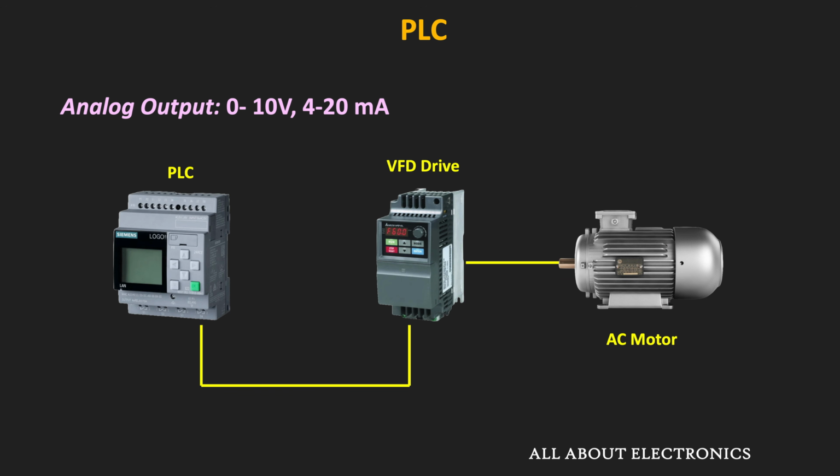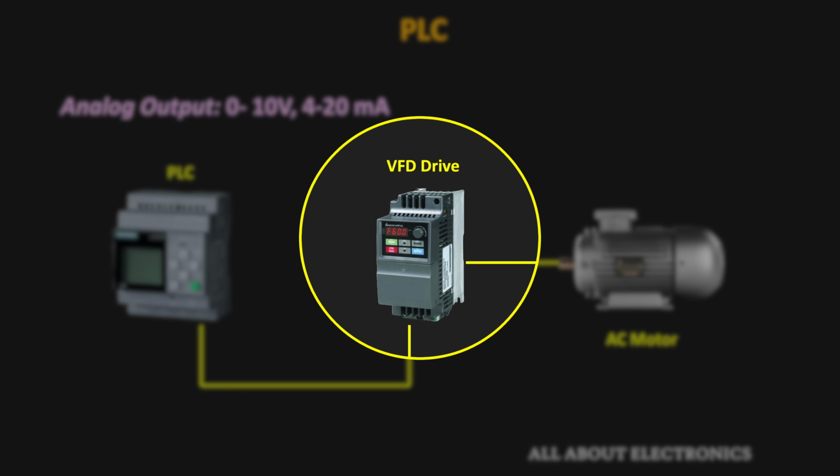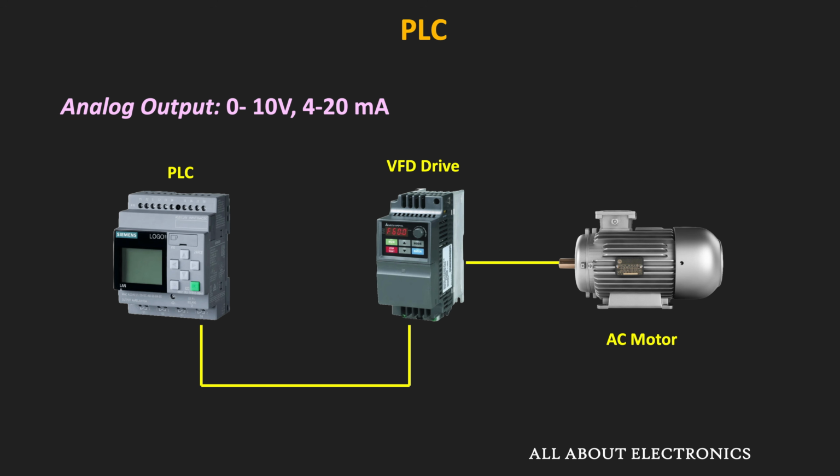Similarly, it also has analog outputs. But here, it can provide both voltage and current outputs. The voltage output range is from 0 to 10 volt, while the current output varies from 4 milliampere to 20 milliampere. And these outputs are useful for driving a variable frequency drive or controlling process parameters. For example, the analog output of the PLC can drive the VFD, and then this variable frequency drive can control the speed of the AC motor. So in this way, PLCs also support analog outputs.